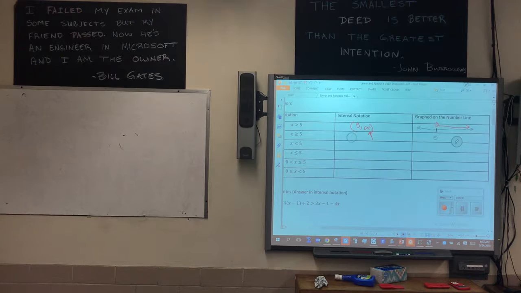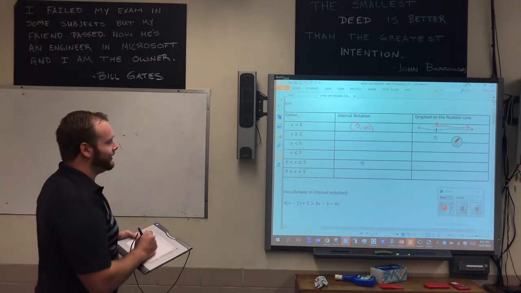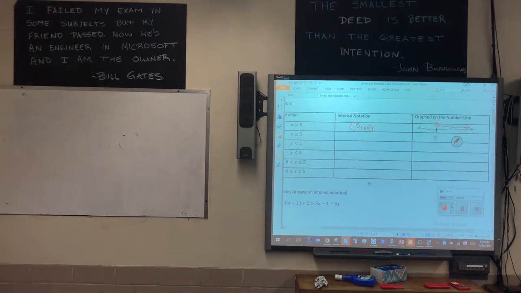Now, with our notation, I think I left you with this on Friday when the bell rang. We have two ideas. We have what we call inclusion, and we have exclusion.